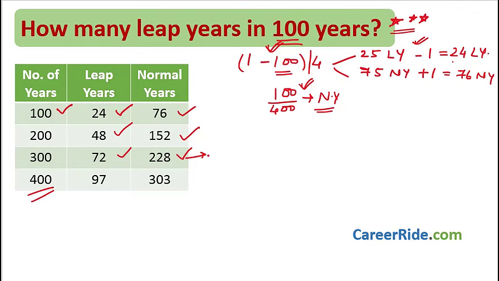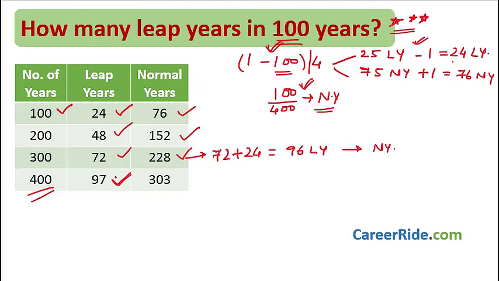From this fact, we should be adding 72 plus 24, that is equal to 96 leap years. And what should we get? The remaining should be the normal years, right? But we see that I have written here, in a period of 400 years, there are 97 leap years.